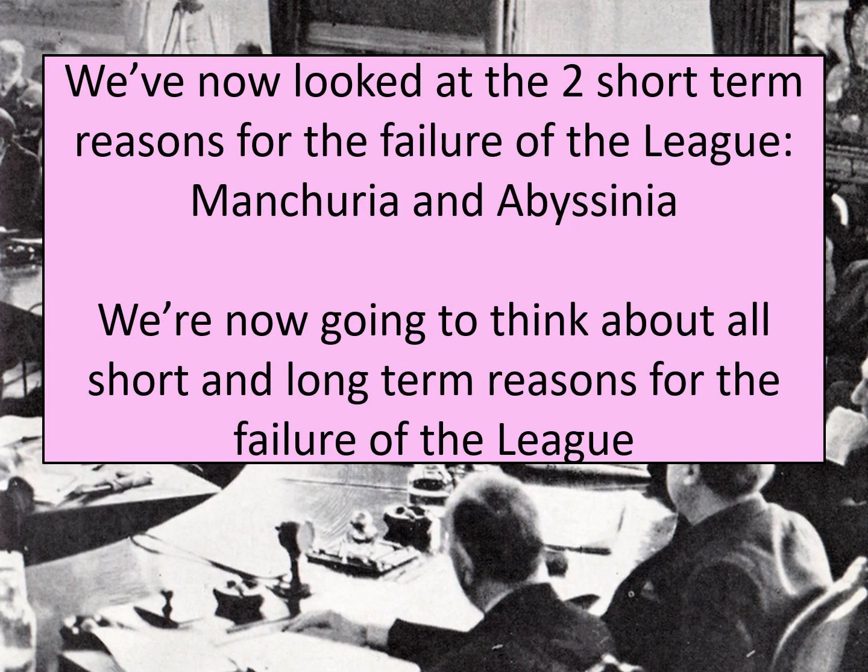So we've now had a look at the two main short-term reasons for the failure of the League of Nations, what happened in Manchuria and what happened in Abyssinia. Both of those totally undermined the League. They showed the lack of commitment of the major countries. What we're now going to do is have a look at short and long-term reasons. So we're going to go back to the structure, the organisation, the membership, all of those early things that we looked at a few weeks ago before Christmas, and decide what really killed off and finished the League of Nations.